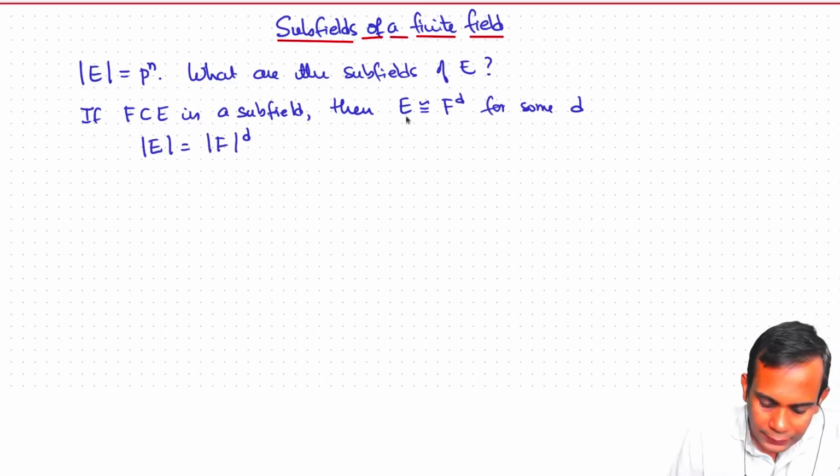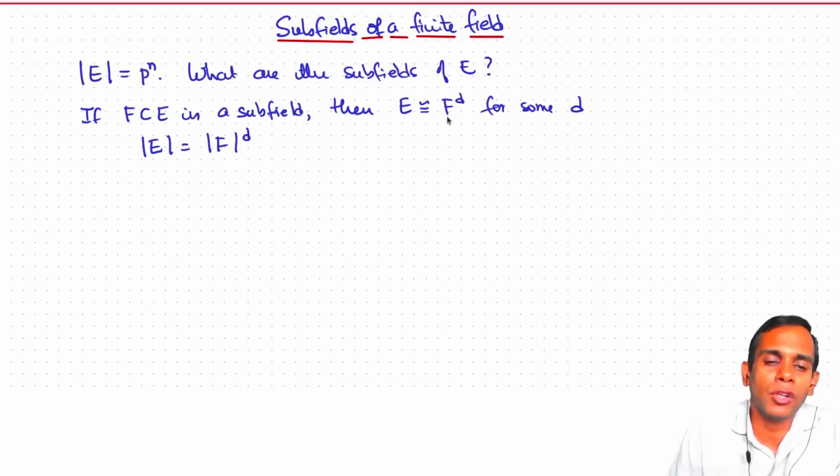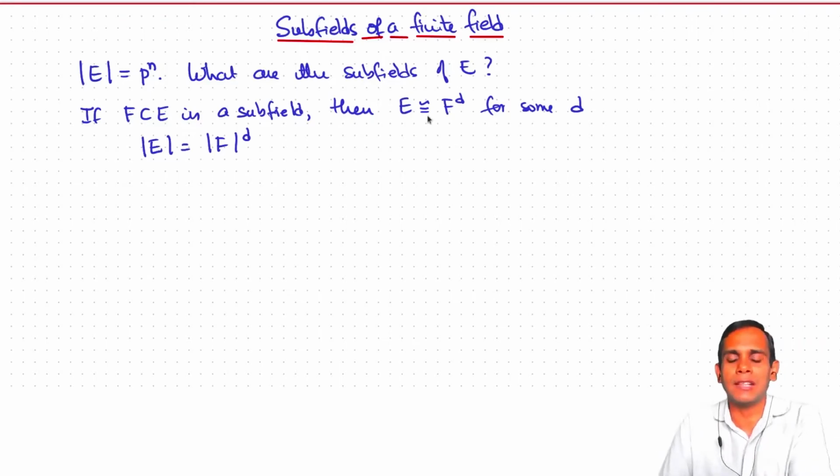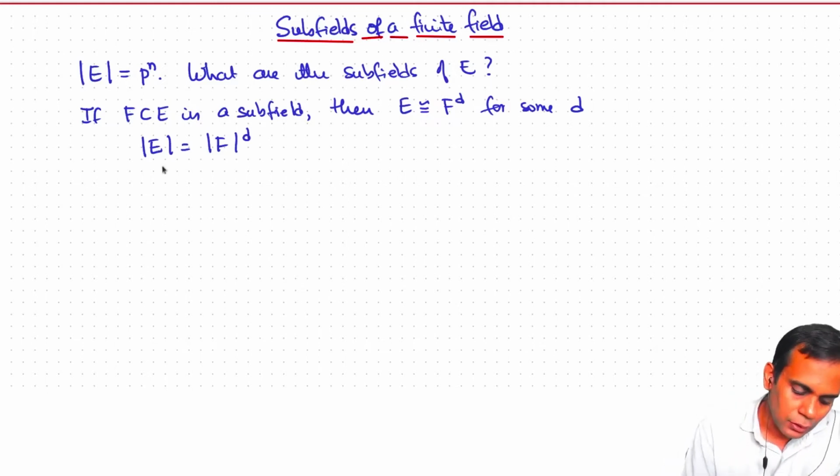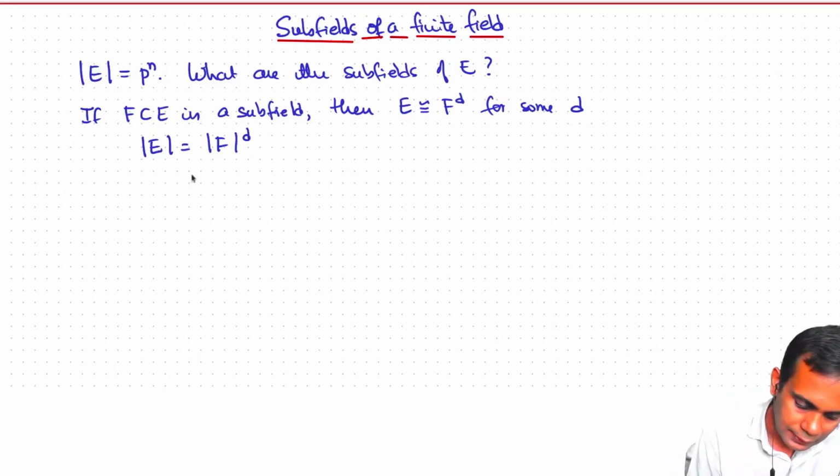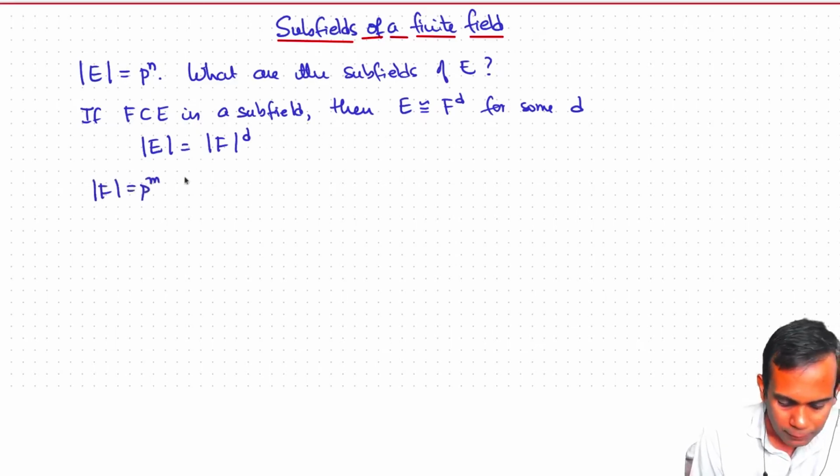Now, E has characteristic p, which implies that F also has characteristic p, just because if you take the unit of E, it's also the unit of F. So if you ask how many times you have to add it to itself before you get 0, the answer is the same whether you're working in E or in F. So what we have is also that the order of F is p to the m for some positive integer m.